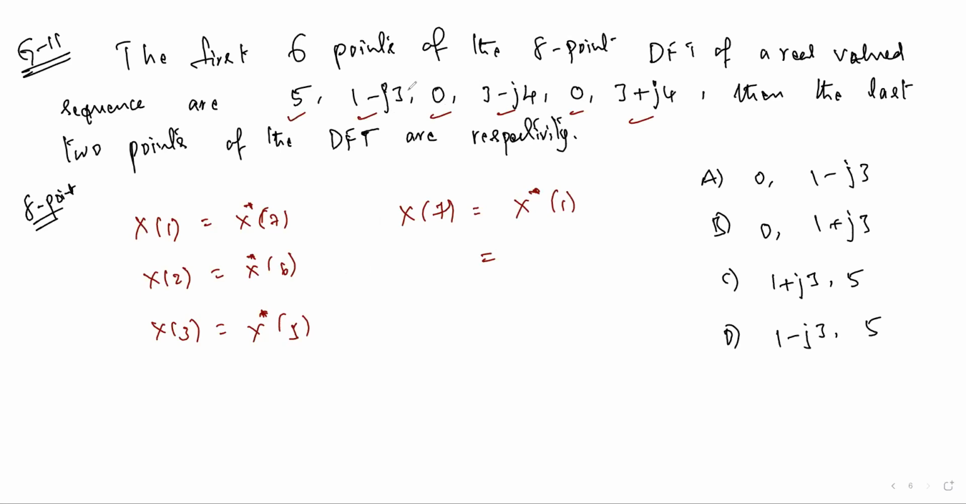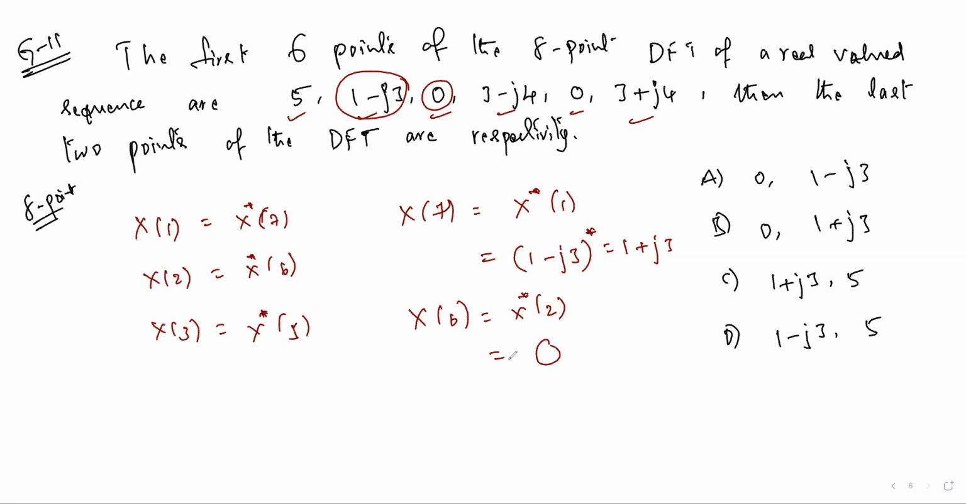What is X of 1? 1 minus j3. The complex conjugate of 1 minus j3 is 1 plus j3. Similarly, X of 6 is the complex conjugate of X of 2. What is X of 2? 0. So obviously this is also 0. So 0, 1 plus j3 is the required last 2 points. So what is the right option? Option B.